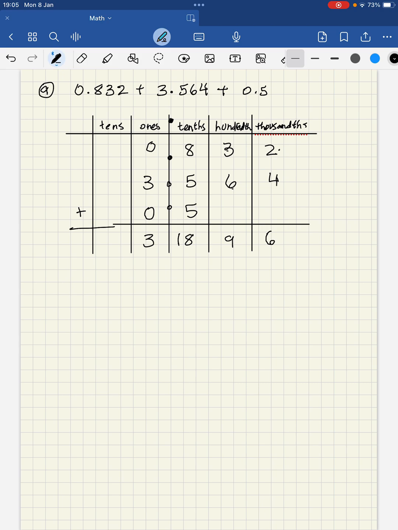Okay, so we're going to have to regroup, aren't we? Because we can't have 18 in tenths. But we know that this is going to move over there. So it's going to be 3 plus 1. So the final answer will be 4.896. So you can now do question 9.